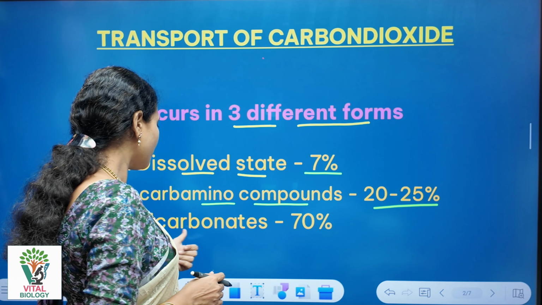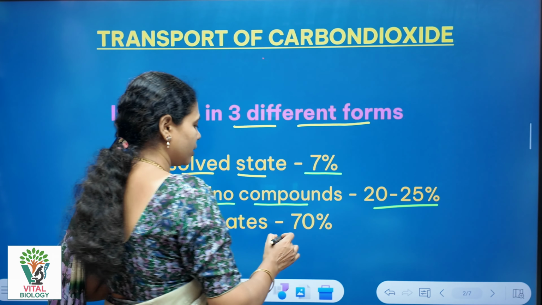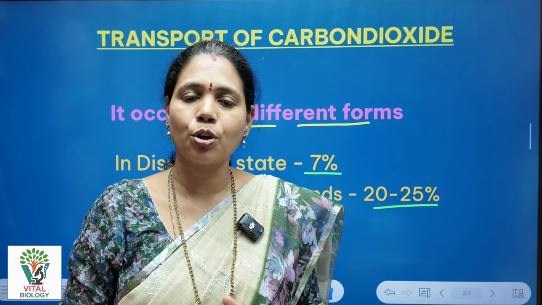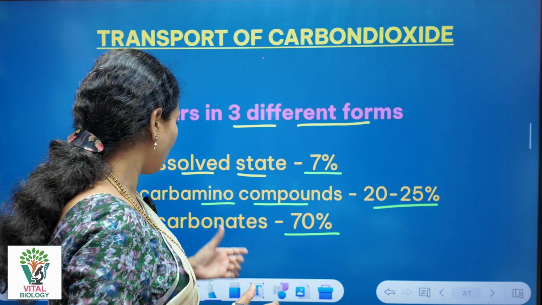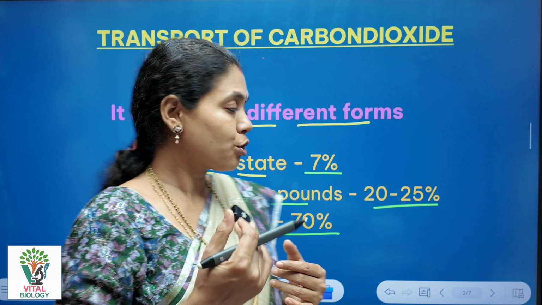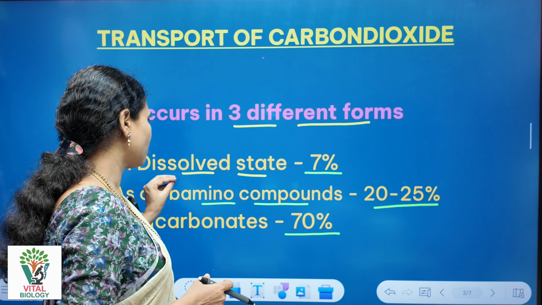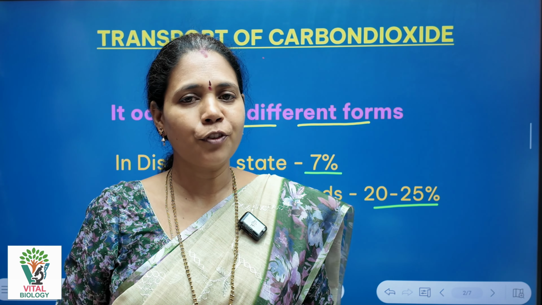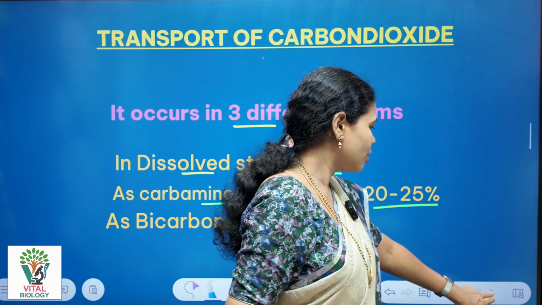Then as bicarbonates, 70% of the carbon dioxide reaches the lungs. So the majority of the carbon dioxide reaches the lungs in the bicarbonate form. So the highest is in the bicarbonate form. Next to that is the carbamino compound form, and the last, that is 7%, is the dissolved state. So now we will study how, in each and every form, the carbon dioxide actually reaches the lungs. So the first one is the dissolved state.